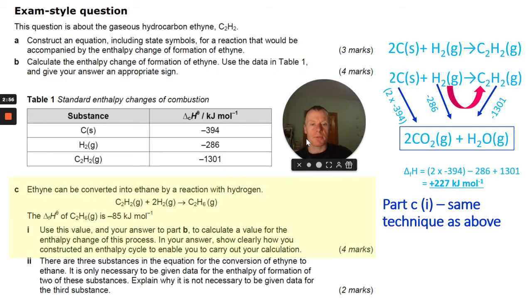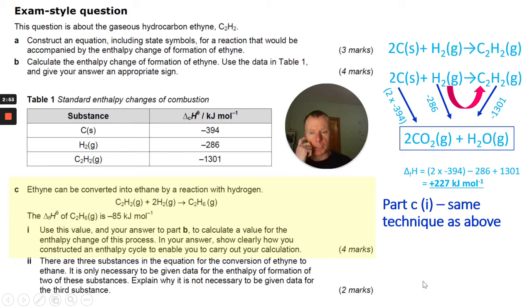The next thing you have to do is to work out the enthalpy change for a new reaction, but using the answer from part A, and also the answer from part B. So the answer from part B is plus 227, like we said a moment ago.